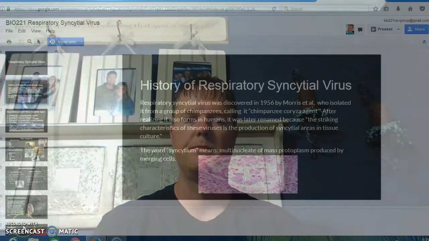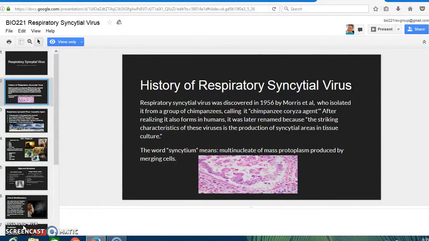Our group is doing the RSV virus. Our group was given the disease respiratory syncytial virus, also known as RSV virus. This virus was discovered back in 1956 by Morris et al., who was working with a group of chimpanzees and noticed that some of them had a virus in their respiratory system. Thinking this was only isolated to the chimpanzees, they called this virus chimpanzee coryza agent.